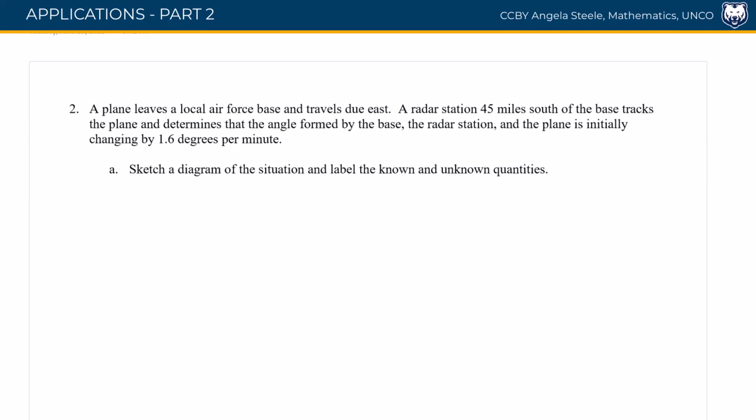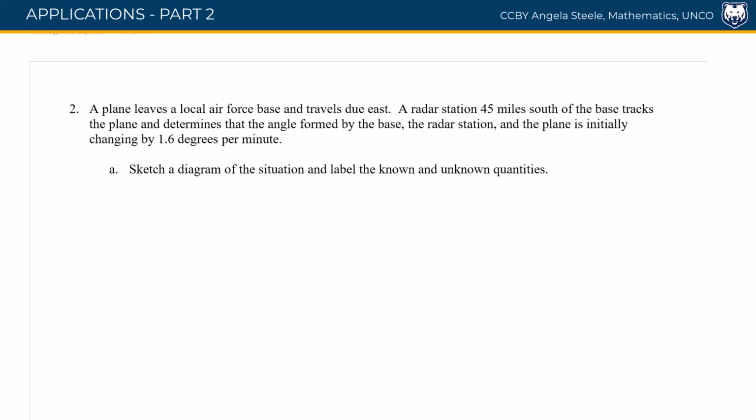Everyone, let's go ahead and continue working with some application problems. So here we've got a plane leaves a local Air Force base and travels due east. The radar station is 45 miles south of the base, and it's going to track the plane and determine the angle that is formed by the base, the radar station, and the plane, which is initially changing by 1.6 degrees per minute.